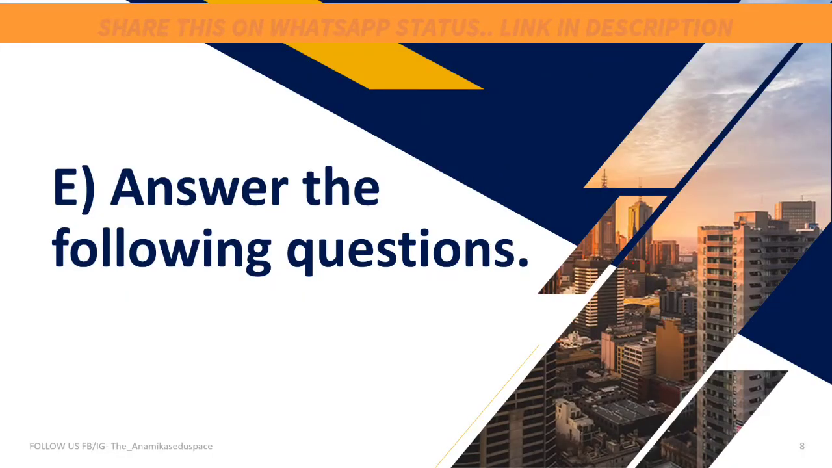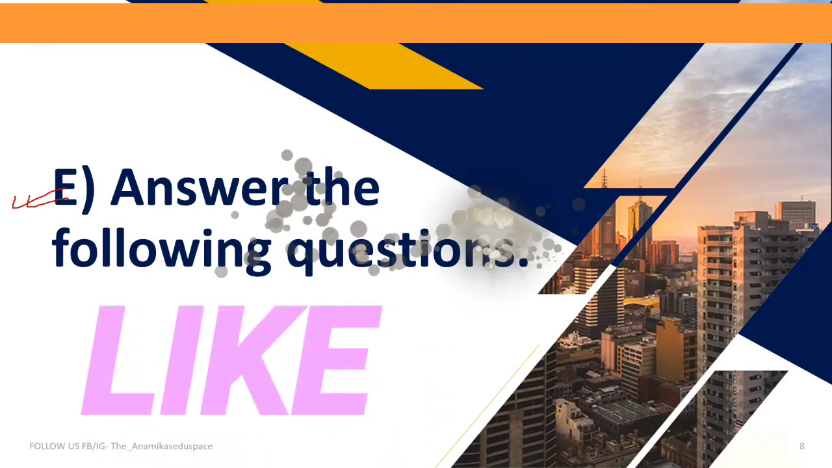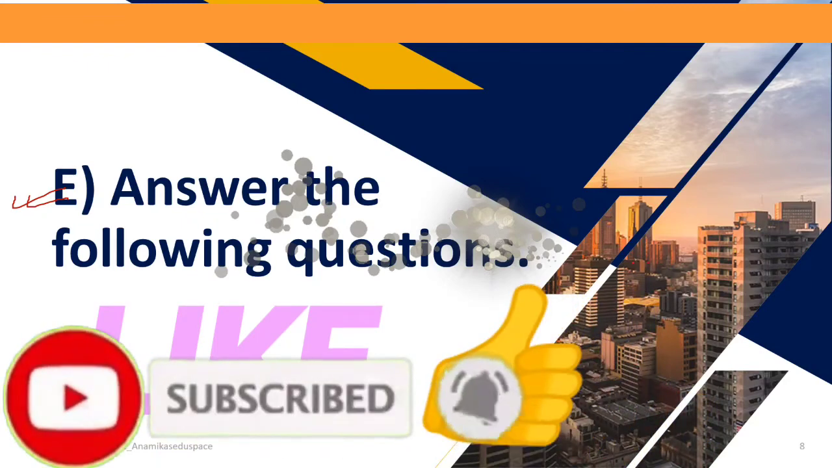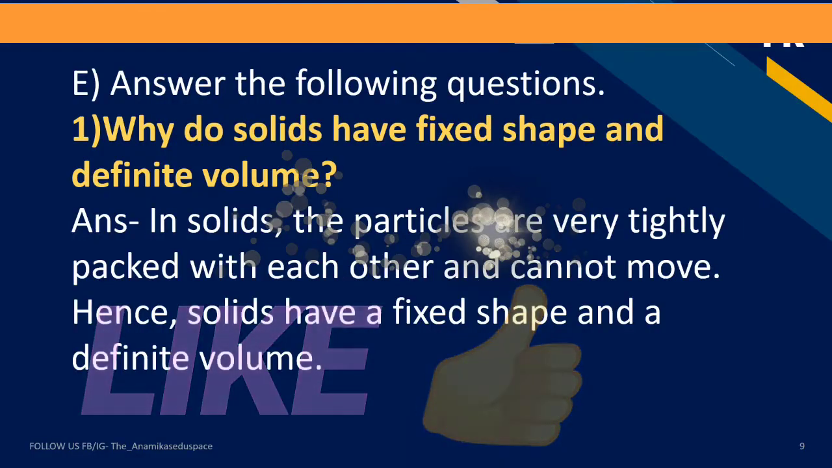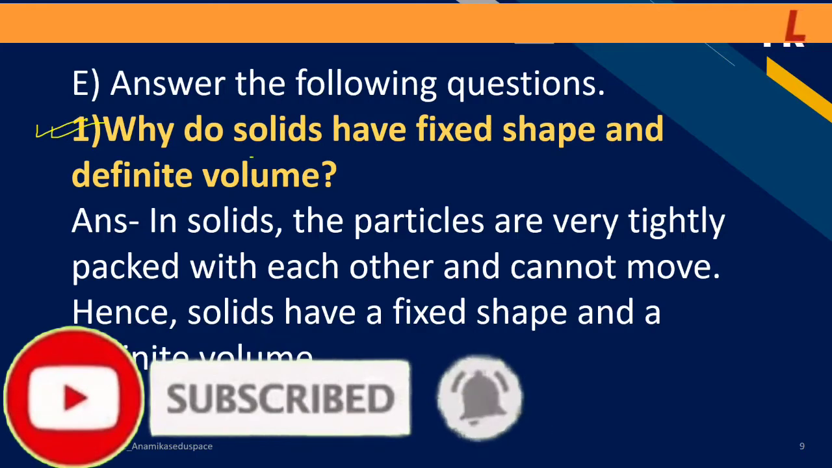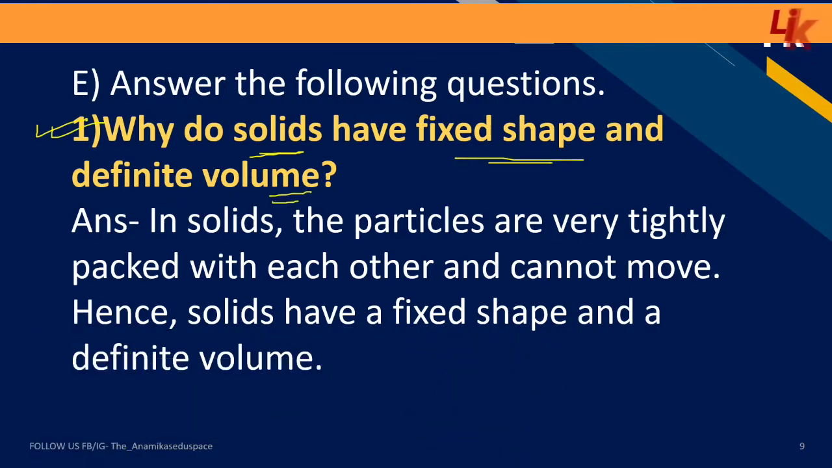Now coming to the broad questions. Now in this E point, we always have to answer the question in a broad way, because these are the more marks questions. So let's see what is the first question. Okay. So here we go. First question is, why do solids have fixed shape and definite volume?